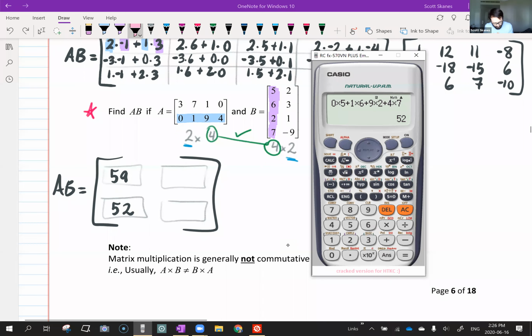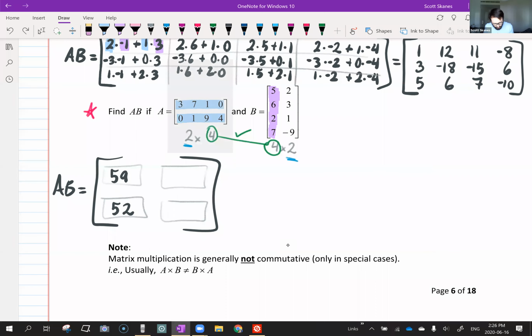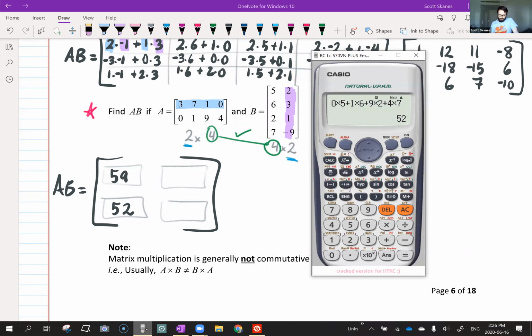I'll do my first row, second column. Let's see what we get. You should be able to beat me to it, okay? I want to see an answer in the chat for this one. 3 times 2 plus 7 times 3, so 21. Plus 1 times 1, so plus 1. Plus 0 times negative 9, which is going to be 0, but I'm going to write it here anyway so you can see it. What do I get? Is anyone going to beat me to it? Oh, no. 28.